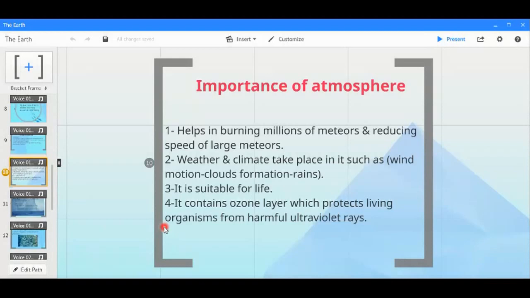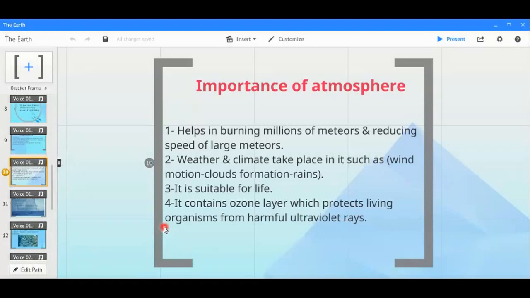You know that the atmosphere has all weather conditions: the evaporation of water, then the condensation, formation of clouds, the rain, and the wind, and changing the weather and the climate in every region on the Earth. All of these are related to the atmosphere, the air. So there's a second importance of the atmosphere. It's suitable for life because it adjusts the Earth's temperature.